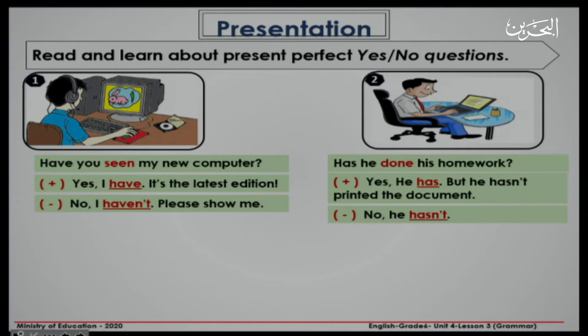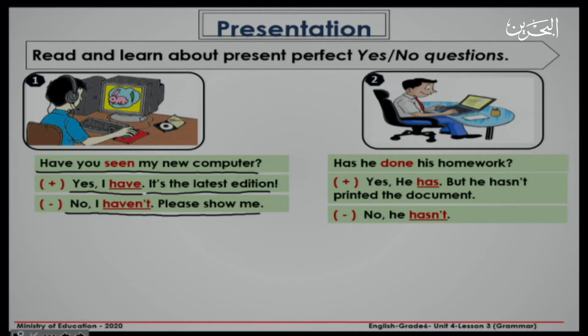Look at picture number one. Have you seen my new computer? Yes, I have. It's the latest edition. No, I haven't. Please show me. Now look at picture two. Has he done his homework? Yes, he has. But he hasn't printed the document. Or you can say, no, he hasn't.